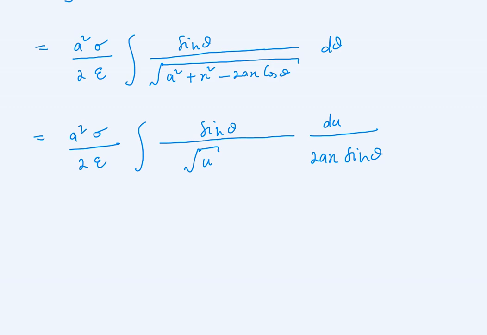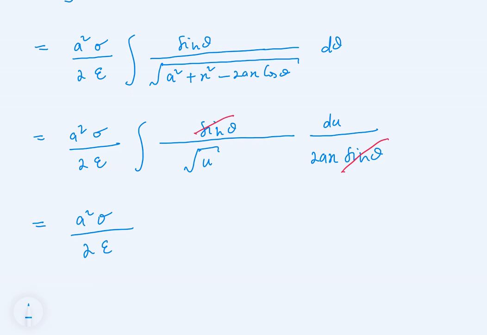Now, as we can see, on top here we have a sine theta, and at the bottom we have a sine theta. Therefore, these sine thetas cancel out, and we are left with what we have here. So we are left with the following. This is now equal to a squared sigma over 2 epsilon multiplied by the integral.